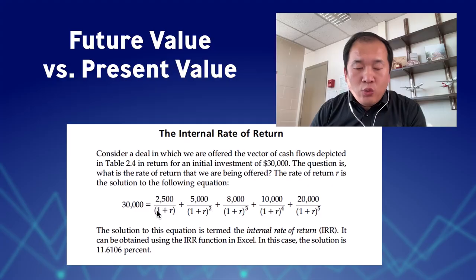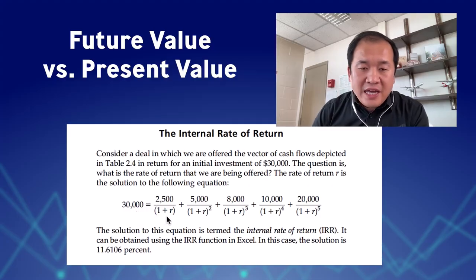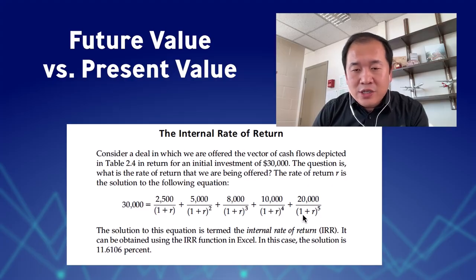And we want to convert those future payments into the present value, and work out what the so-called IRR is. The IRR here is just the rate of return per annum. So this is the equation. And luckily, we don't have to solve the equation manually. What you can do is just use the IRR function of Excel.